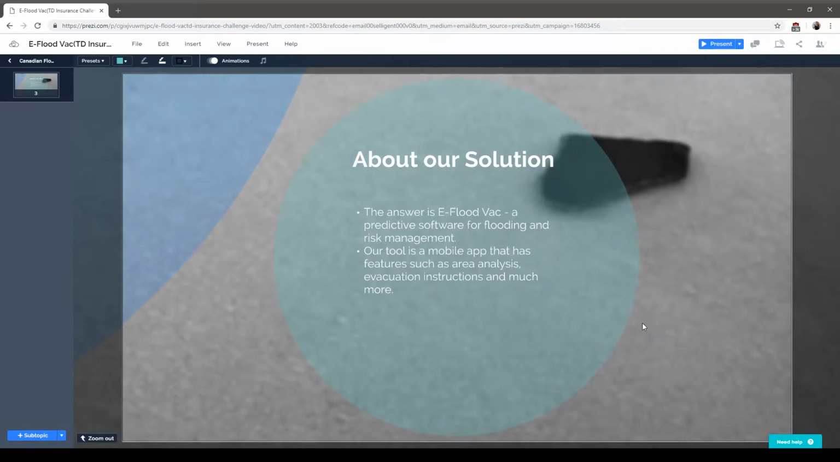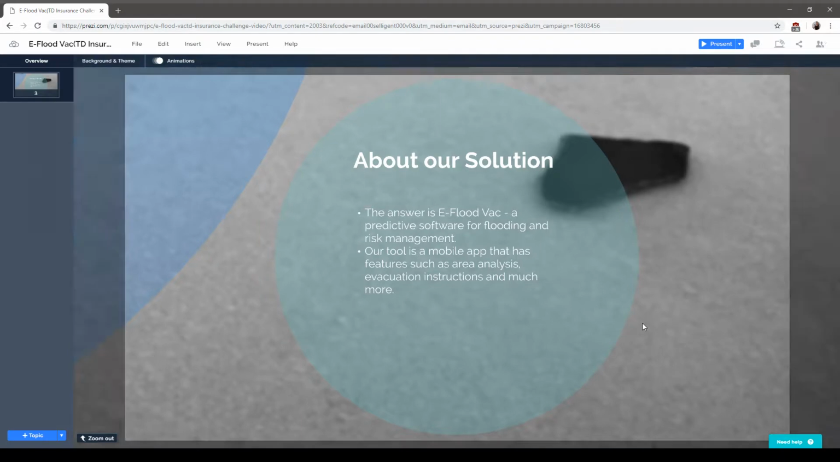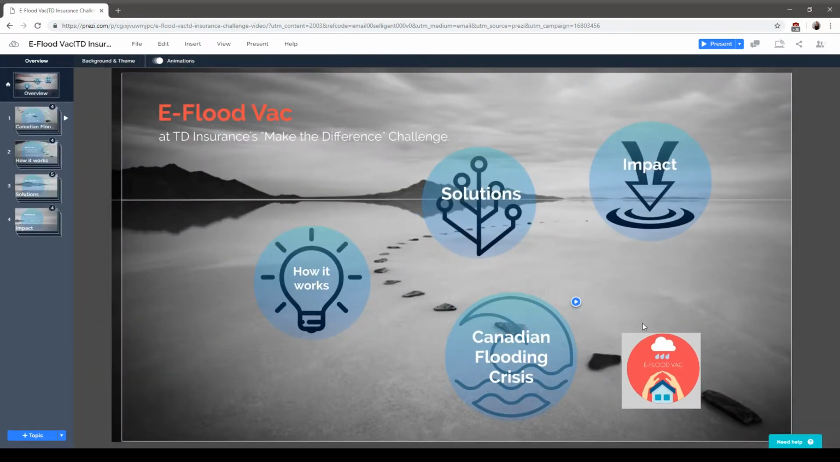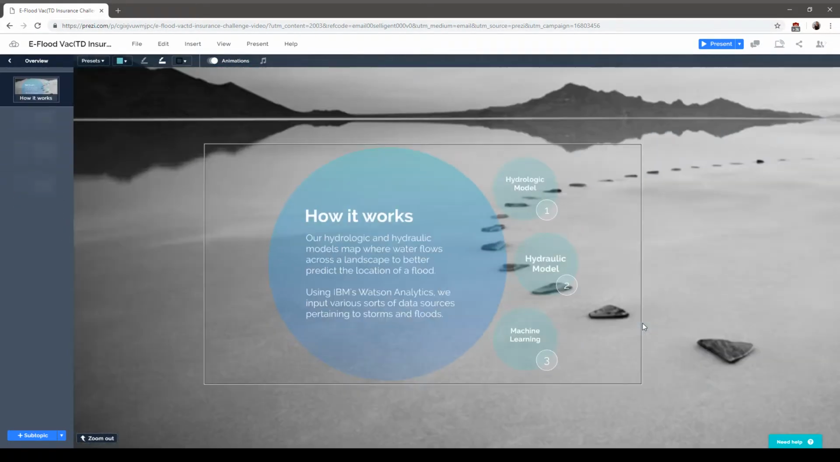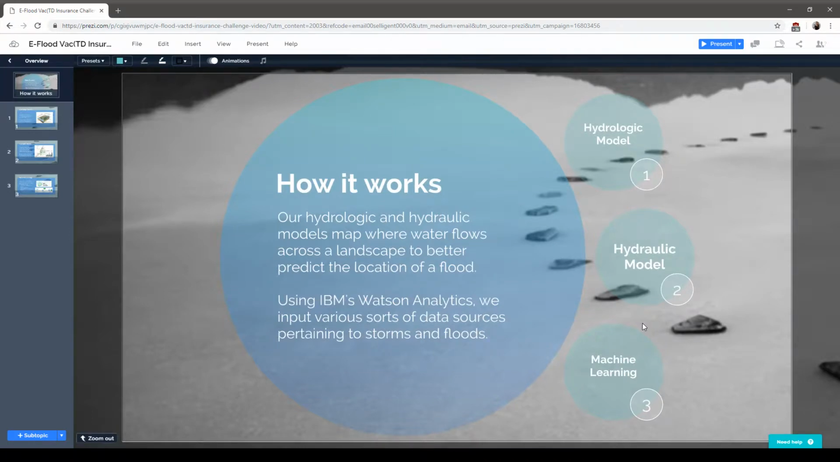The answer is E-Flood Vac, a predictive software for flooding and risk management. Now let's talk about how it works. Our hydrologic and hydraulic models map where water flows across a landscape to better predict the location of a flood. Using IBM's Watson Analytics, we input various data sources pertaining to storms and floods.